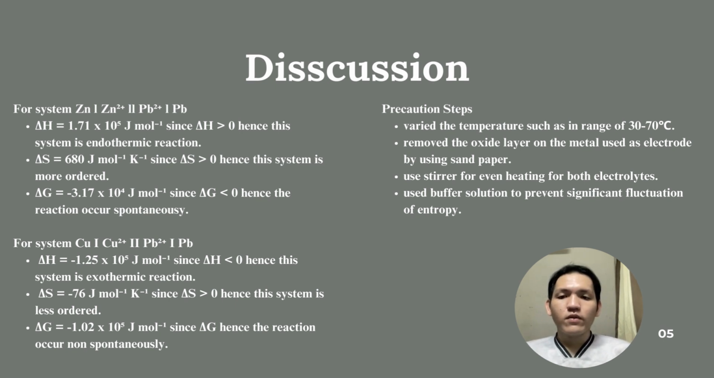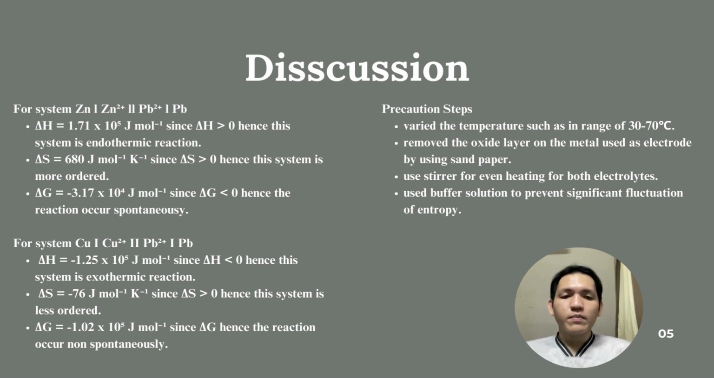For the system of copper and lead, the delta H is negative 1.25 times 10 to the power of 5 joule per mole, and this reaction is an exothermic reaction. For the entropy change, it is negative 76 joule per mole per Kelvin, and the system is preferably less ordered, and the Gibbs free energy for this reaction is negative 1.02 times 10 to the power of 5 joule per mole, and it is a non-spontaneous reaction.